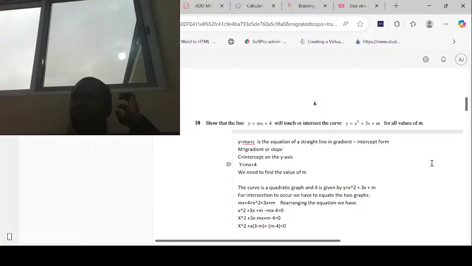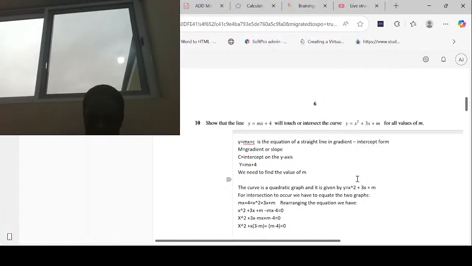So they did not actually say we should find the value of m. I think we misinterpreted it to mean finding the value of m. So show that the line y equals mx plus 4 will touch or intersect the curve for all values of m. We have to show that irrespective of the value of m you pick, it always works. So let's go through it one more time. We started with the equation of the straight line, y equals mx plus 4. Then the curve is a quadratic, given by x squared. So here I need to go to the board and check some things.